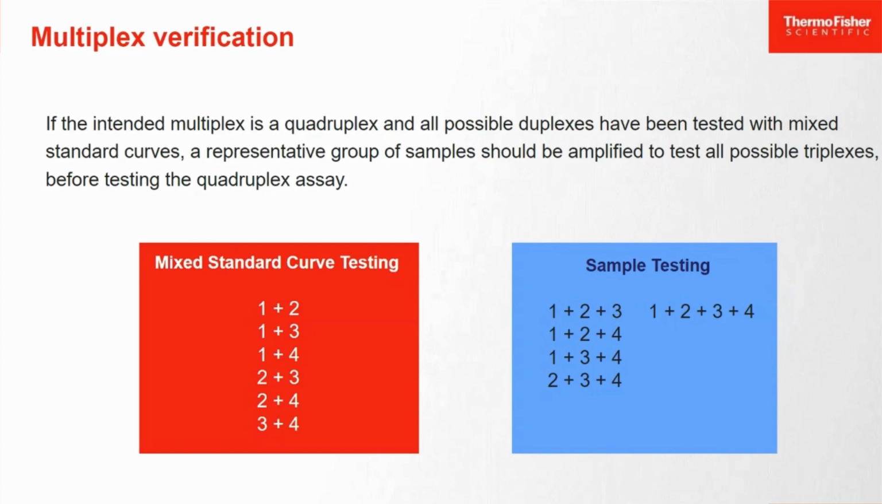And you can see that this verification process gets increasingly important and also complicated as the number of assays in the multiplex gets larger. So for example, if one was doing a quadruplex, you see all the different possible duplex combinations. It has certainly grown, and there's the sample testing. So again, the point being that the more assays in the multiplex, the more complicated the verification gets.